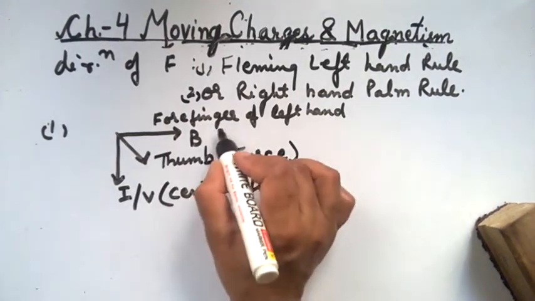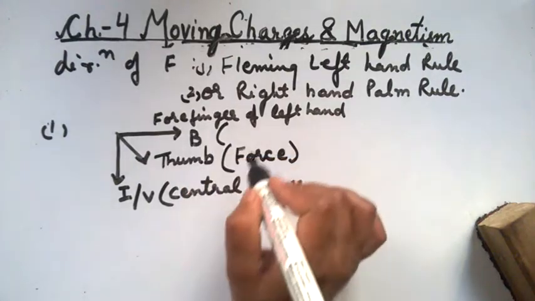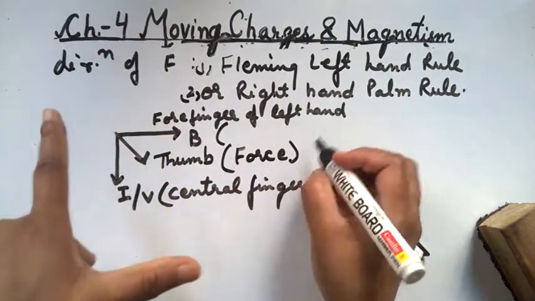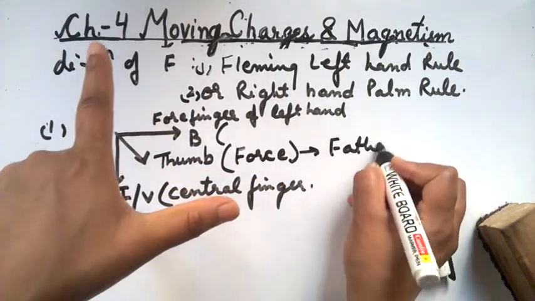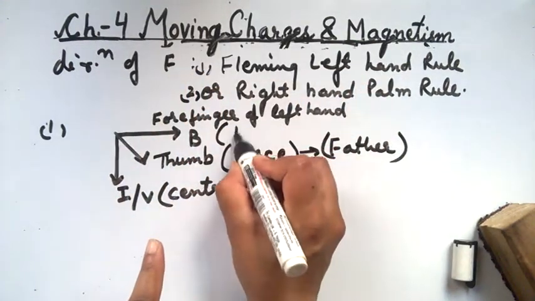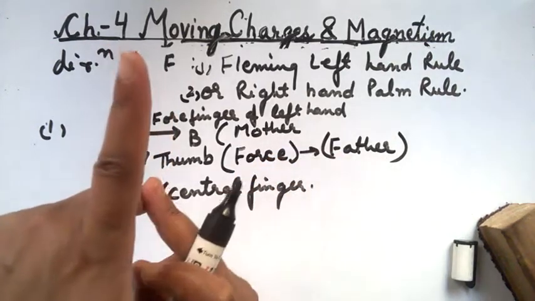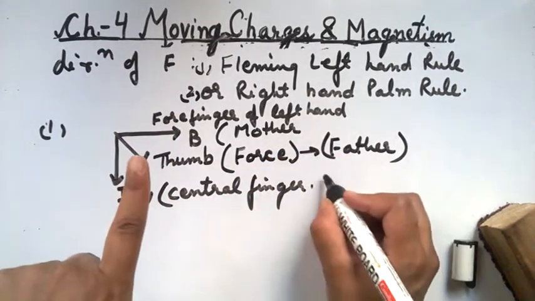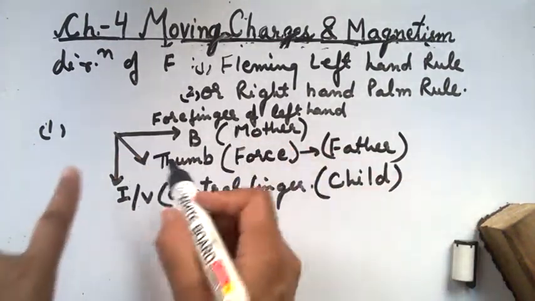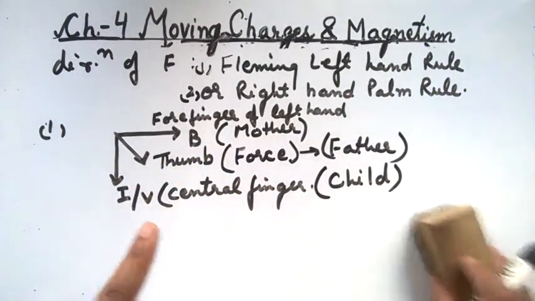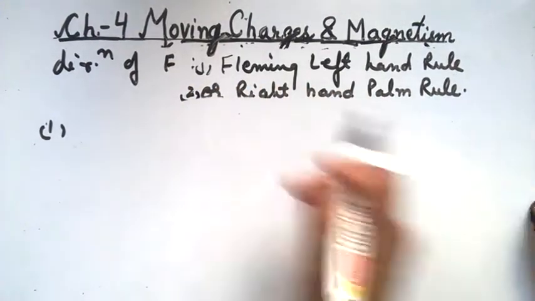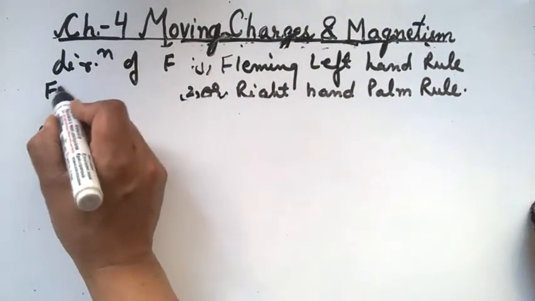This you can remember by considering thumb as father. This is for remembrance only. Magnetic field can be remembered as mother, and central finger, that is current, can be remembered as child. So father, mother, child. Now you will never forget. Now see, here we have calculated the value of force equal to QVB sine theta.